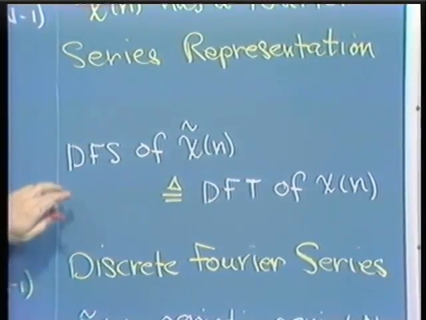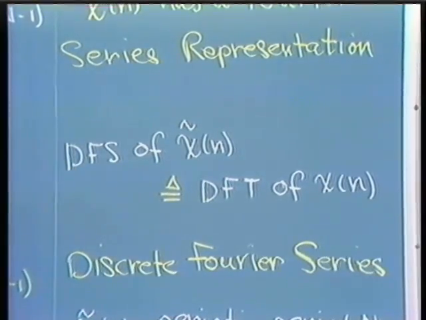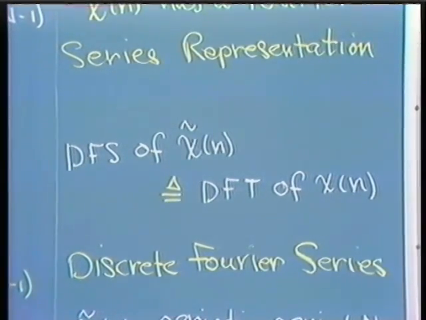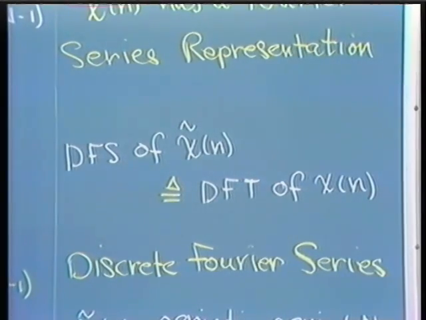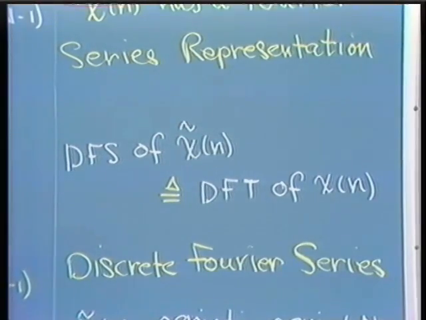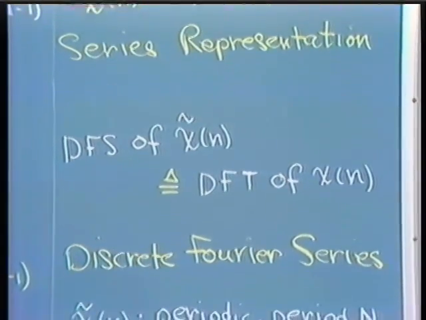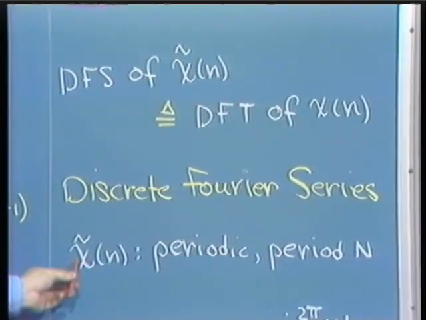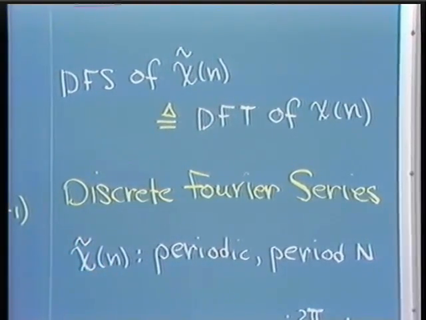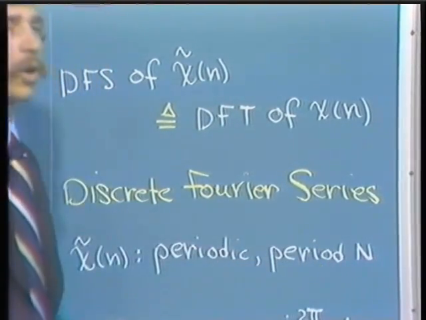So let's begin then with a discussion of the discrete Fourier series of periodic sequences, with the idea that we'll be applying that representation to the representation of finite length sequences, and that representation is what will correspond to the discrete Fourier transform. Okay, so we want to talk about the discrete Fourier series. We're considering a sequence, x tilde of n, which is periodic, and its period we'll call capital N.